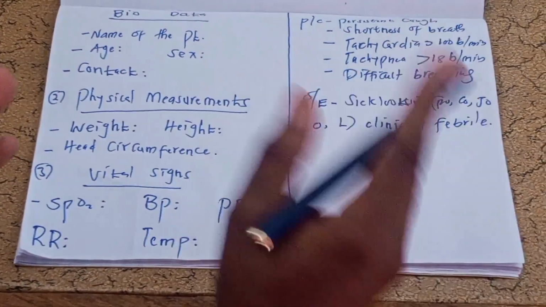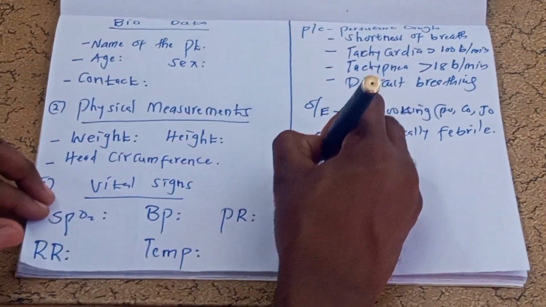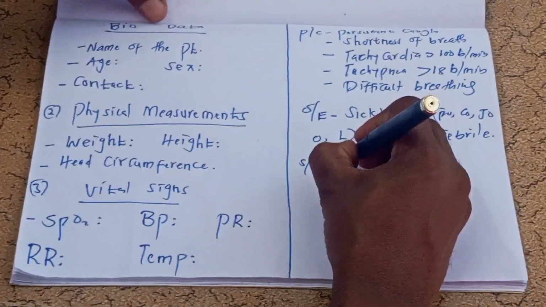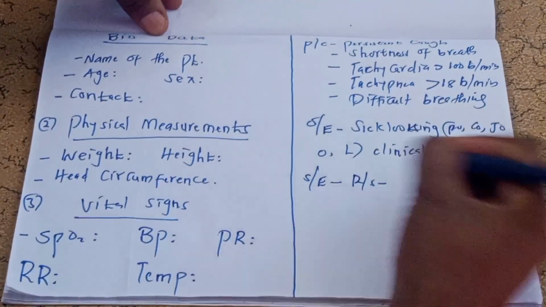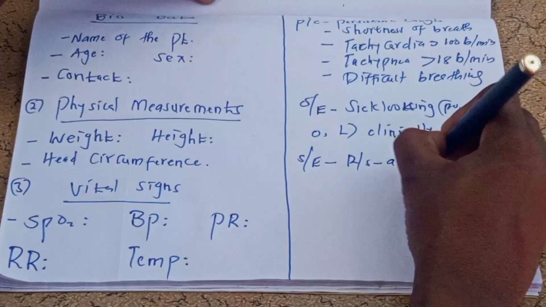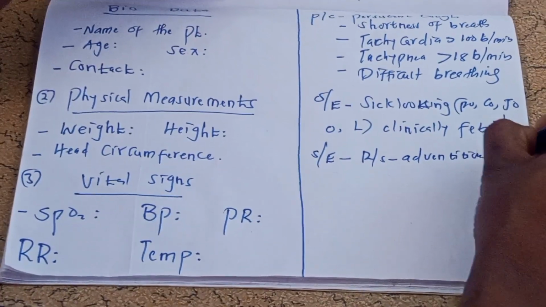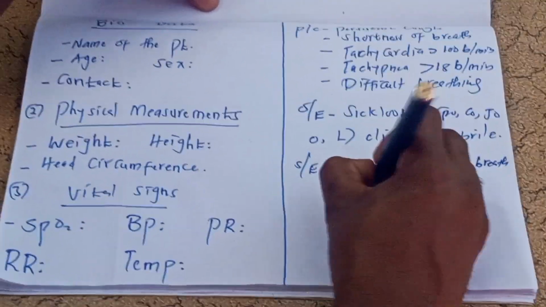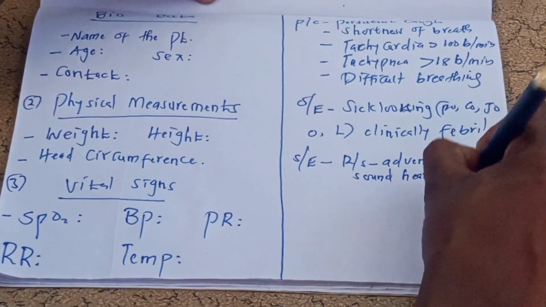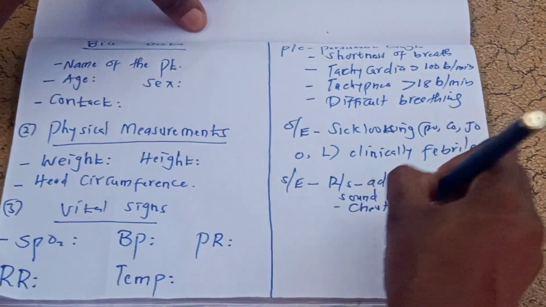Then we go for review of systems, that is systemic examination. The first one we have is the respiratory system. For example, adventitious breath sounds, or chest indrawing.